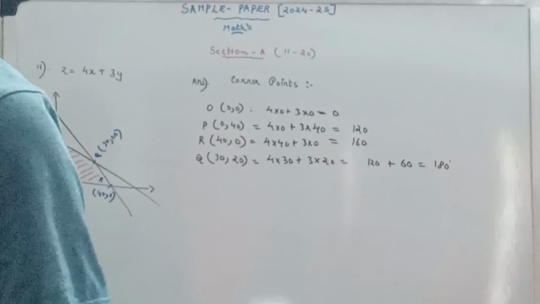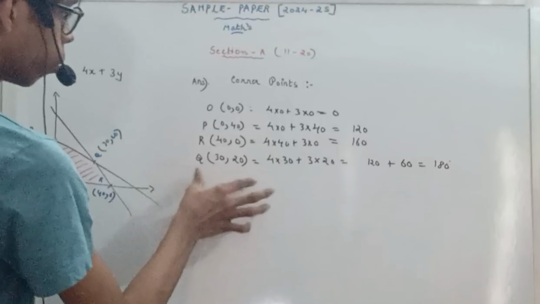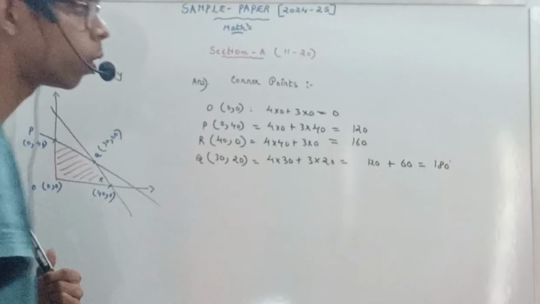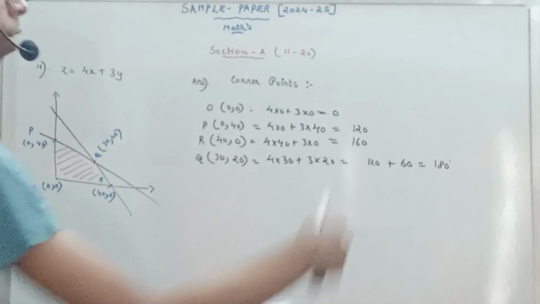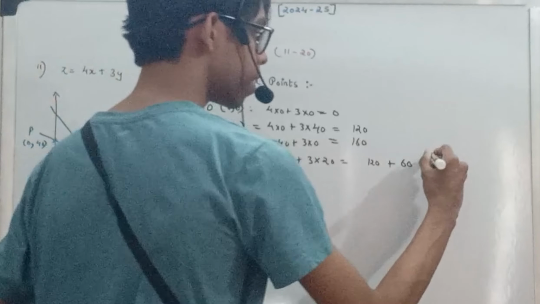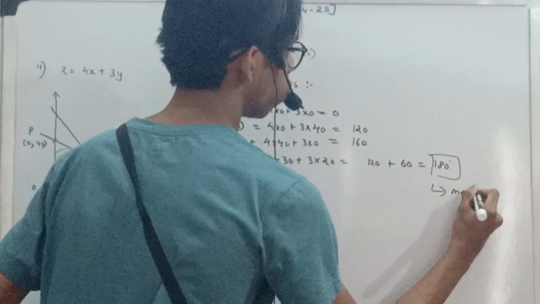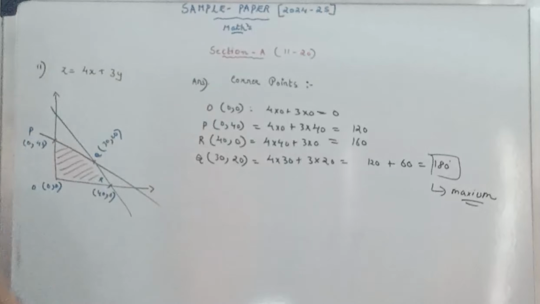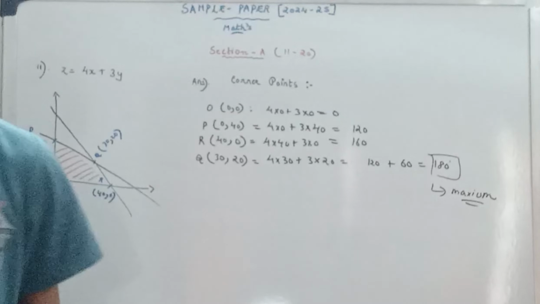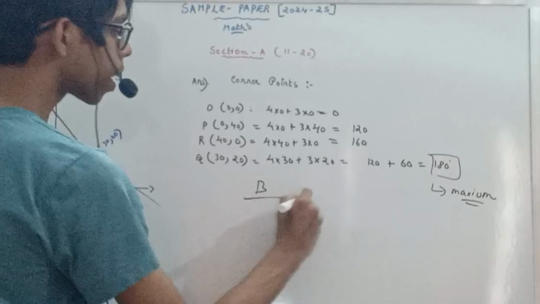Now option B: the maximum value of z is at Q, that is (30, 20). At Q, we found the value is equal to 180, and we find that 180 is the highest. So from here we can say that 180 is the maximum value. So the maximum value of the objective function occurs at Q, with value 180. So option B is the correct answer.